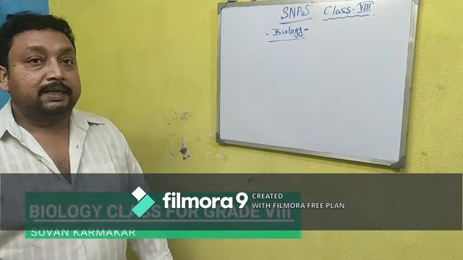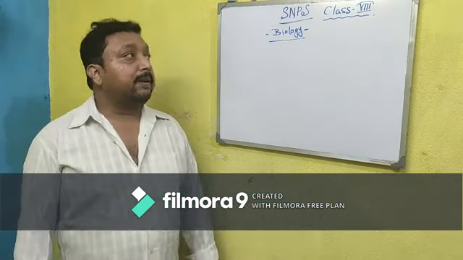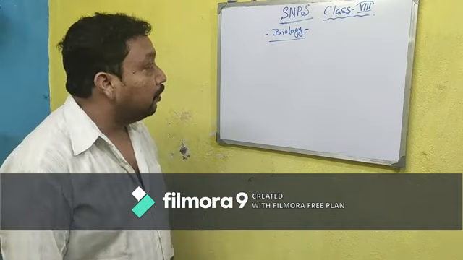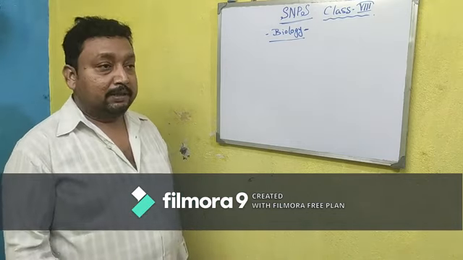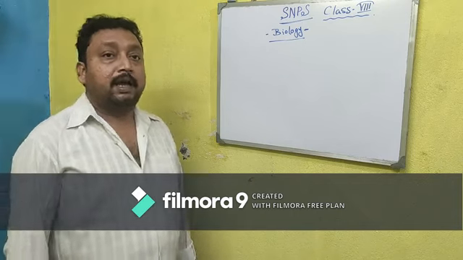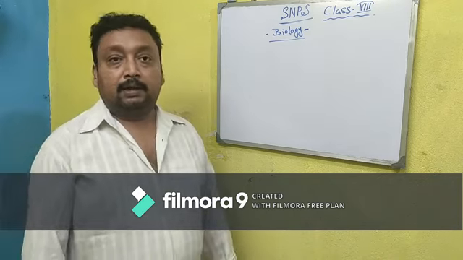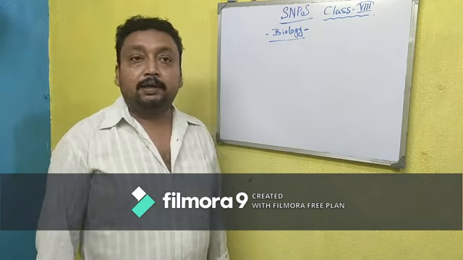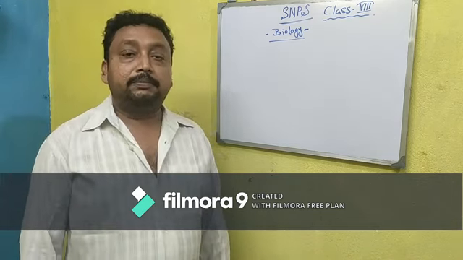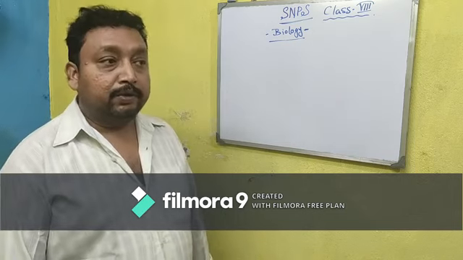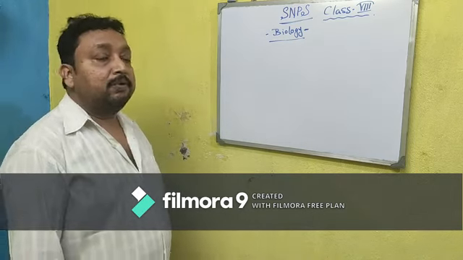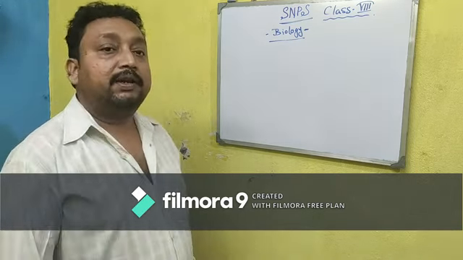Hi students, this is the second class of biology of grade 8. In the past class we discussed what a cell is, the shape and size of a cell, and different types of cells, meaning the classification of cells. Today we will discuss the general structure of a cell.